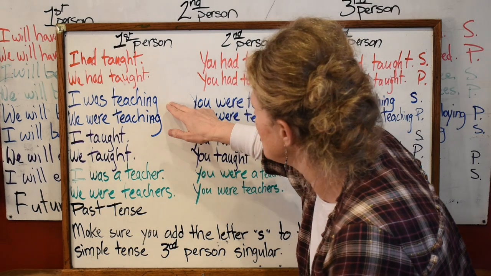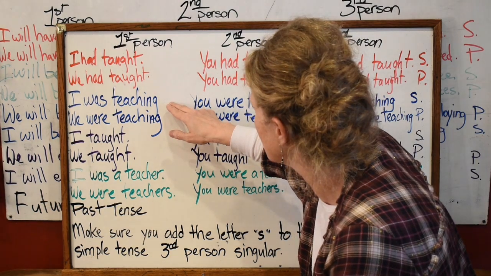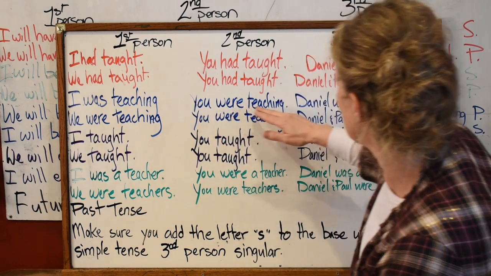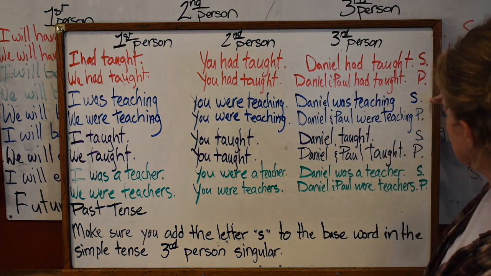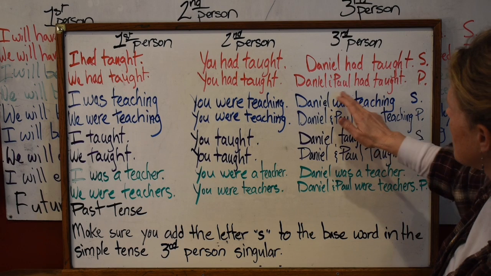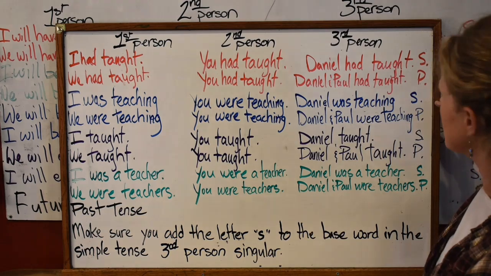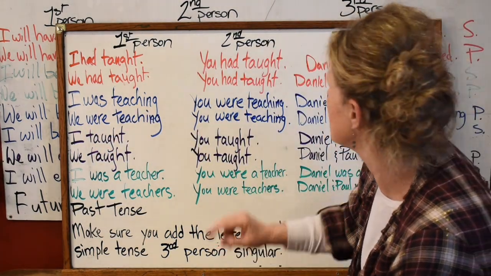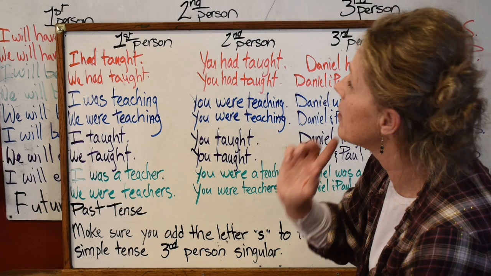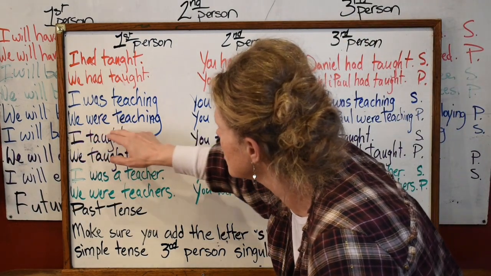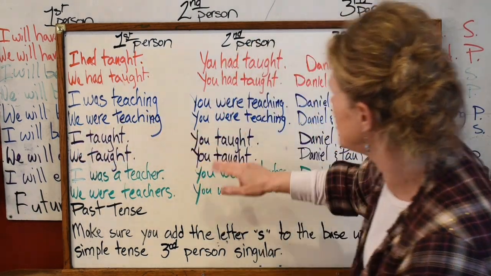I was teaching, singular. You were teaching, Daniel was teaching. See, you have to use the proper verb here. So in the past, you need to use was for singular, but for plural, unless you're in the second person. But for plural, first person is were, we were teaching.